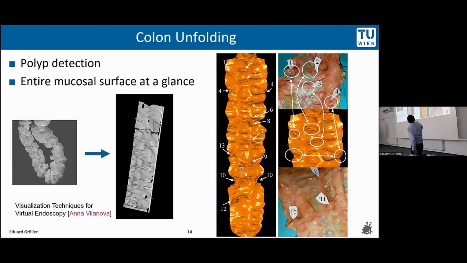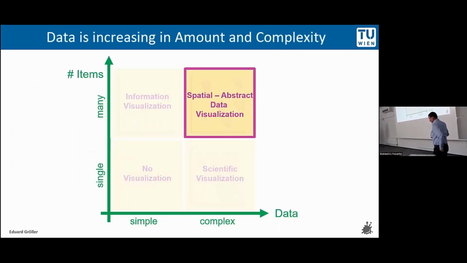But here in this case, you unfold it, and then you actually would like to see these polyps, and the size of the polyps tells you if they might make trouble or not. So this is an example of how much abstraction you include in your visualization.